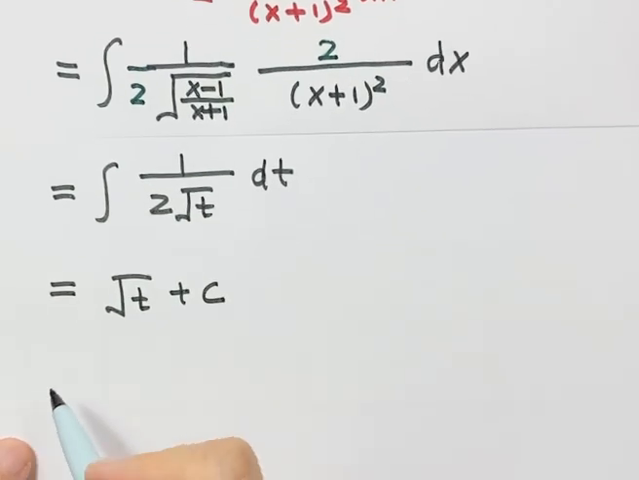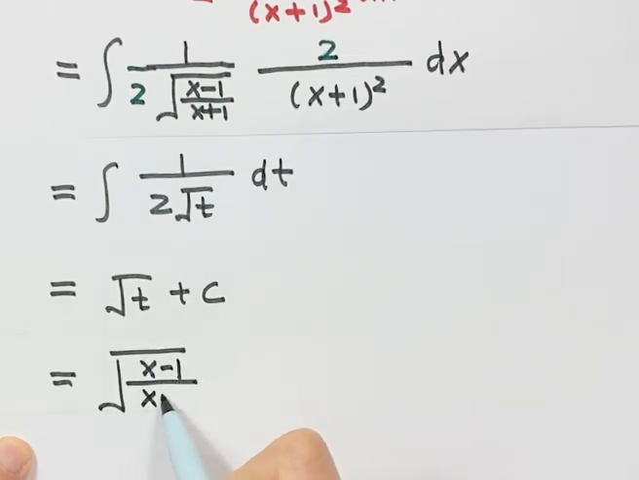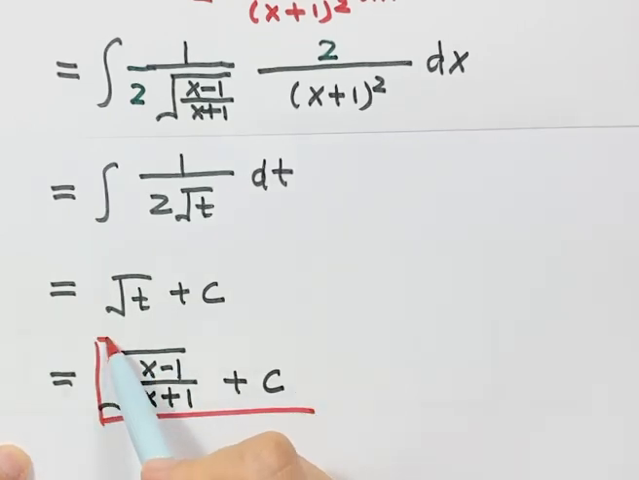Then we have the back substitute. What is a t? t is (x-1)/(x+1), then plus constant c. So then this is a final answer for this integral.